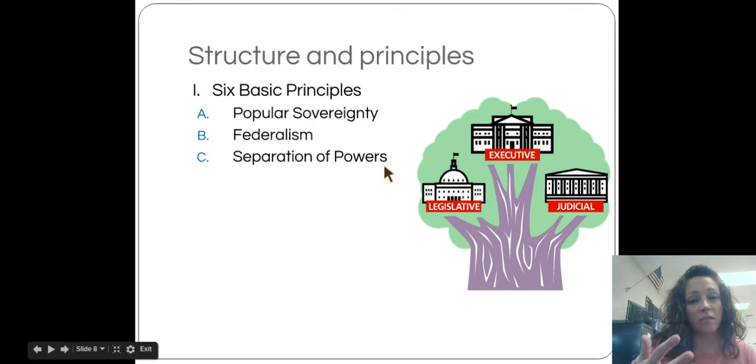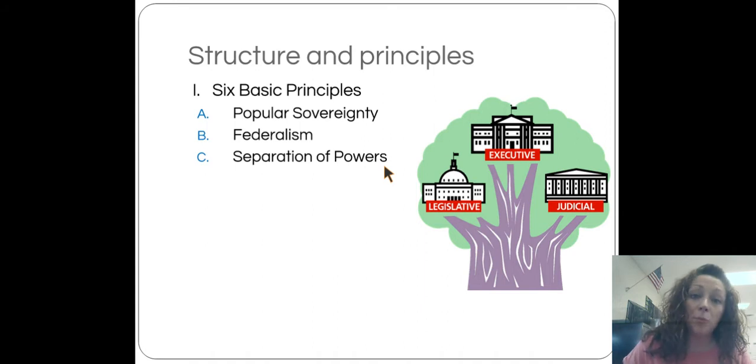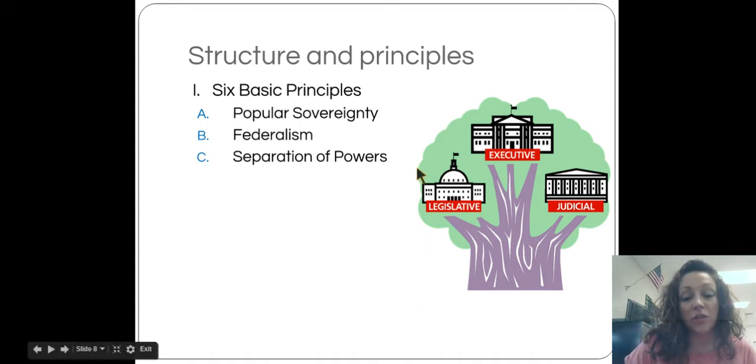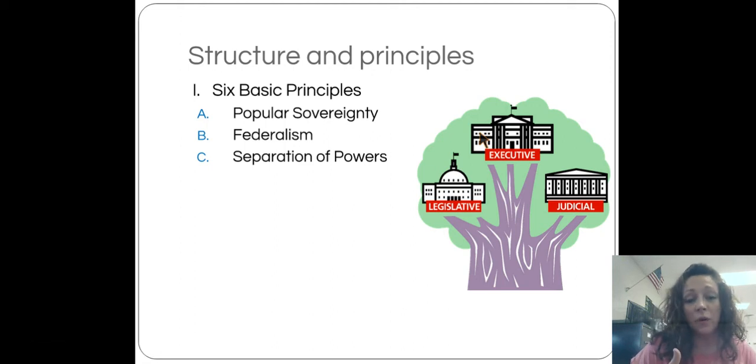Separation of powers is easy to remember. We talked about this last chapter as well. Separation of powers is that idea that we separate powers of government, like you see here in this image, so that no one person gets too much power. So in our government, we have 3 different branches. It doesn't always have to be like that, but that's just how our government is set up.